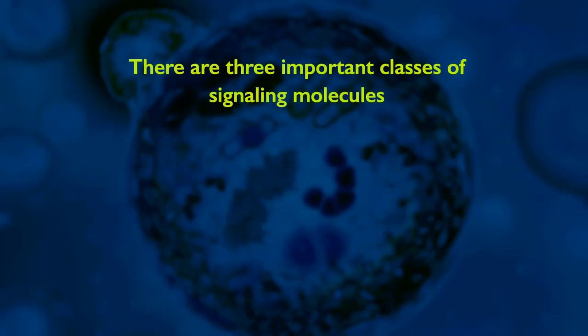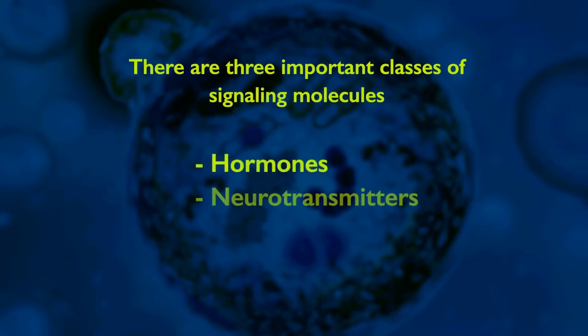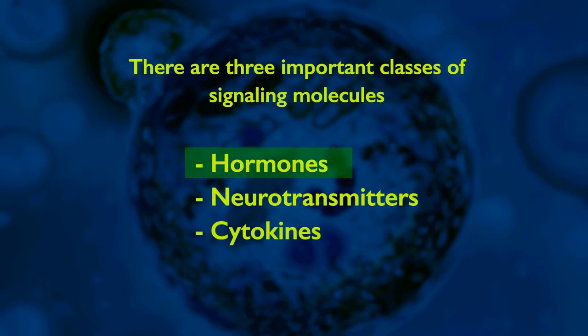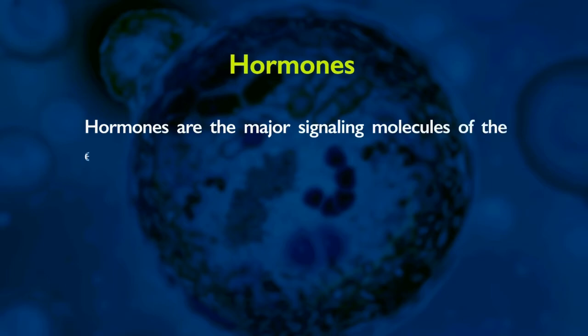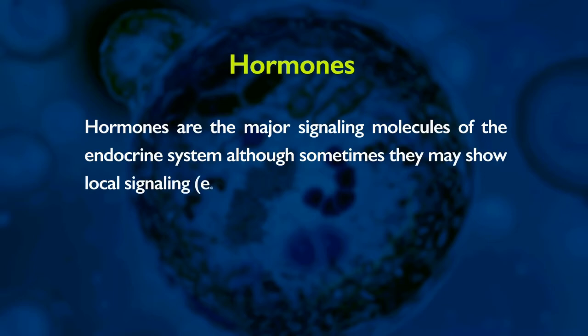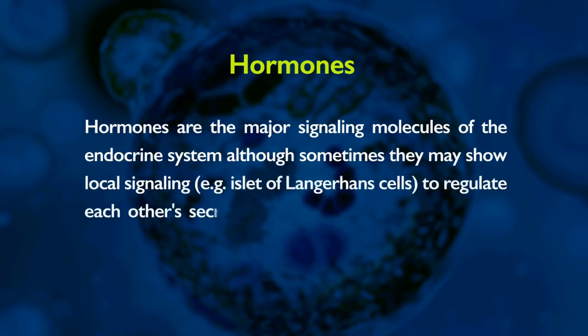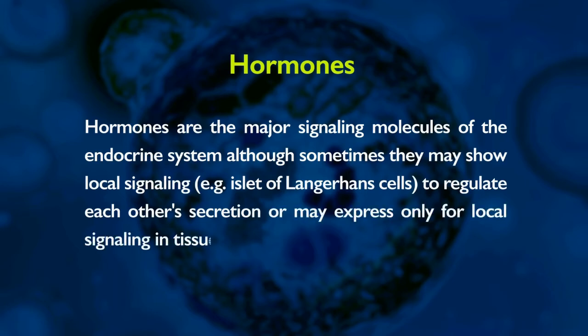There are 3 important classes of signaling molecules, that is, hormones, neurotransmitters, and cytokines. Let us see the first one, that is hormones. Hormones are the major signaling molecules of the endocrine system, although sometimes they may show local signaling, for example, islets of Langerhans to regulate each other's secretion, or may express only for local signaling in tissues, for example, angiotensin.